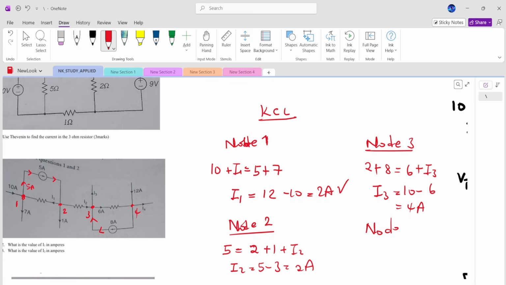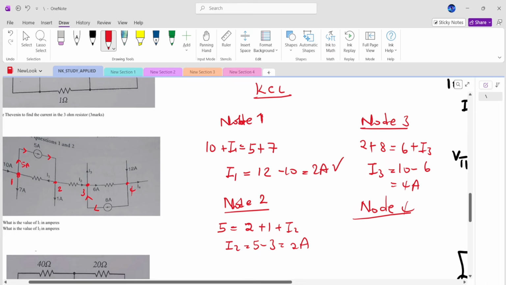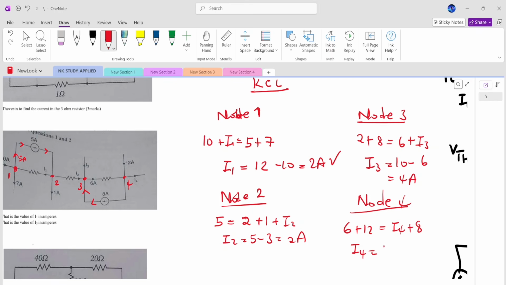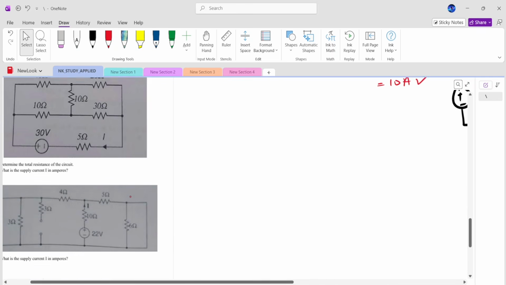And then finally at node 4, we know 6 is coming in, 6, 12 is coming in, 12, right? 4 is leaving, I4, and 8 is leaving, 8. So I4 at the end of the day will be 18 minus 8, that is 10 amps. That's how you solve a question like this. Okay, very simple. Now let's look at this next one.